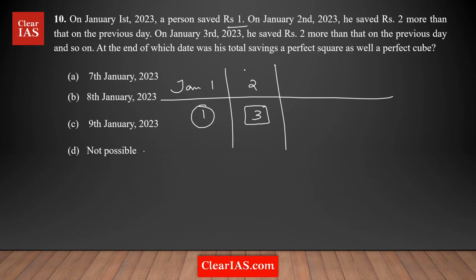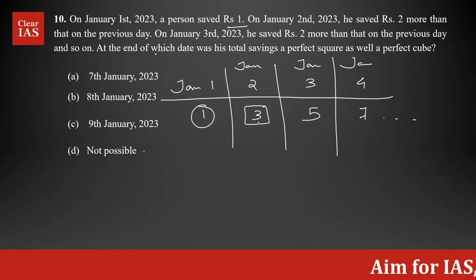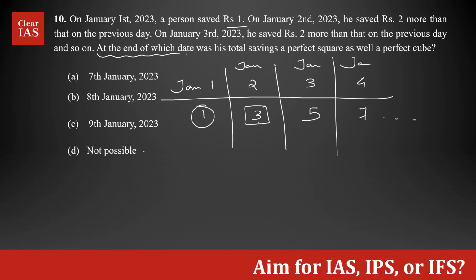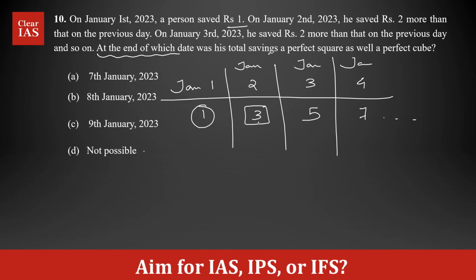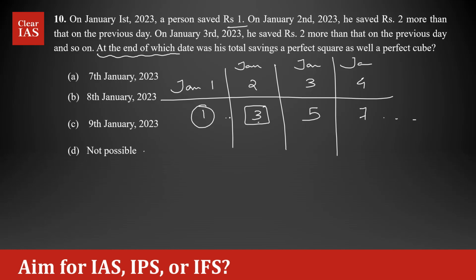On Jan 3rd, he saved 2 more than the previous day. So 2 more than 3 is 5, and so on. On Jan 4th, it's going to be 7, and it goes on like that. This is the series you are getting. And at the end of which date do I need to find the total saving? Total saving means you add all of them up.